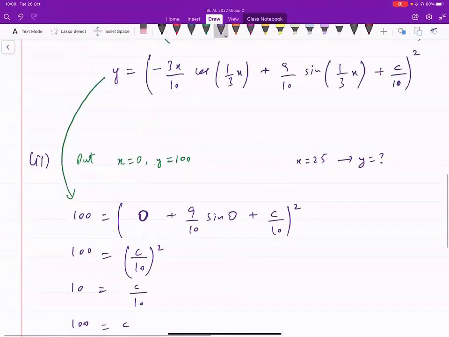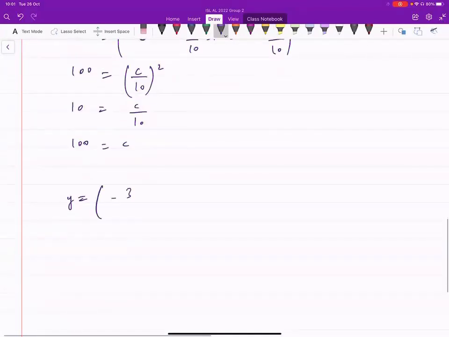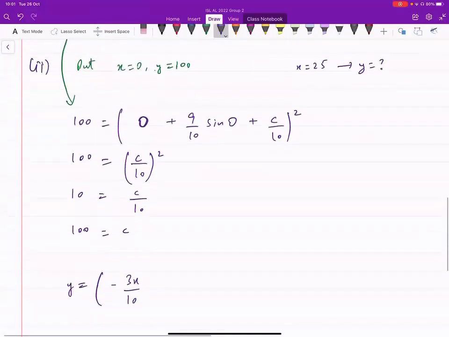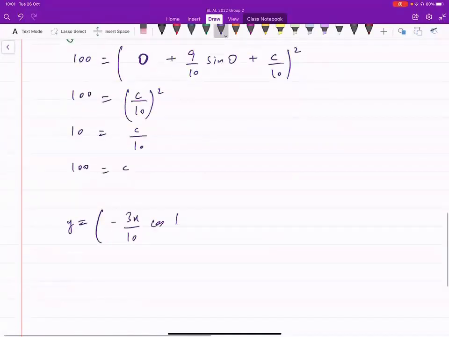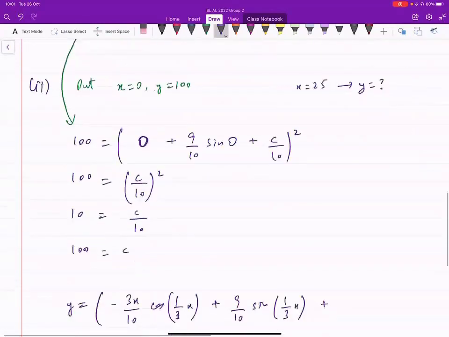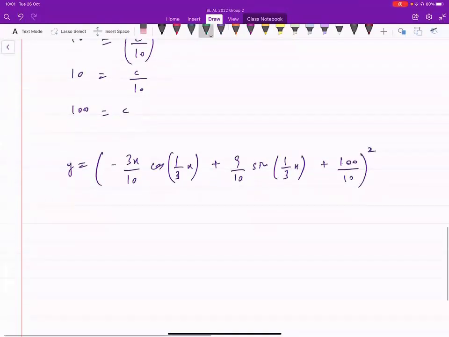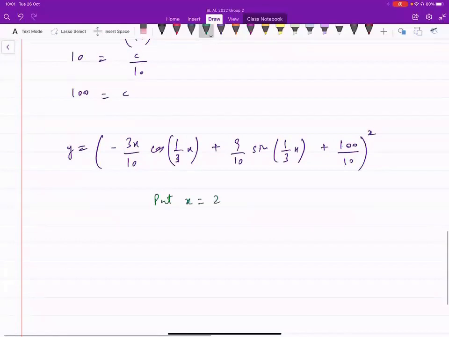हमारे पास क्या इक्वेशन बन गया? वो y equals -3x/10 cos 1/3 x plus 9/10 sin 1/3 x plus 100. So c was 100/10, right? 100/10 whole squared. ठीक है, अब क्या करेंगे? x की वैल्यू इनपुट कर देंगे 25 and get the value of y from that.